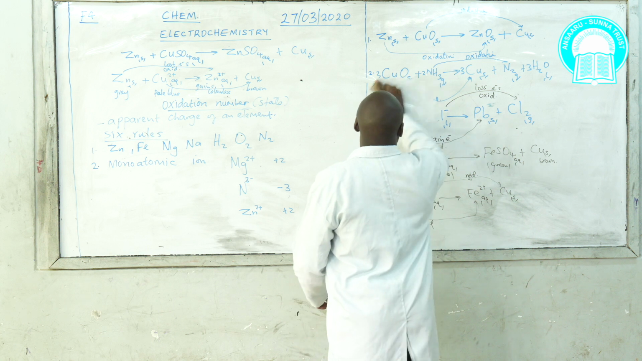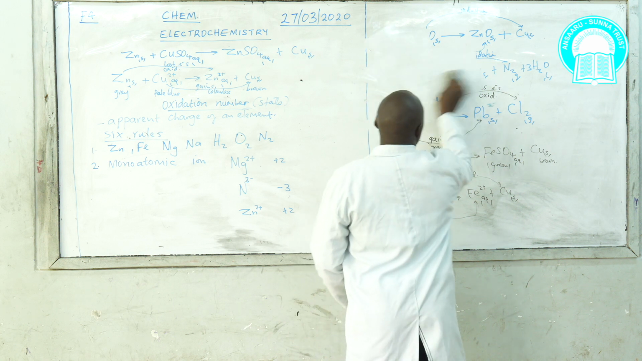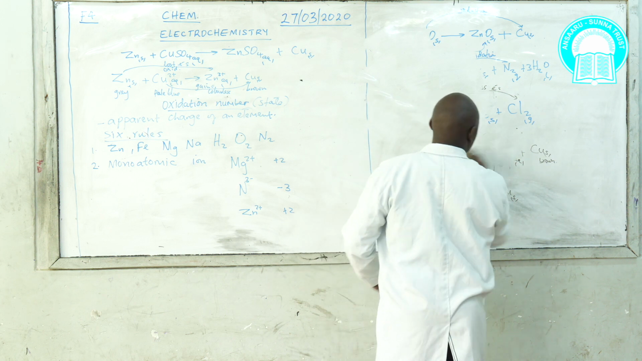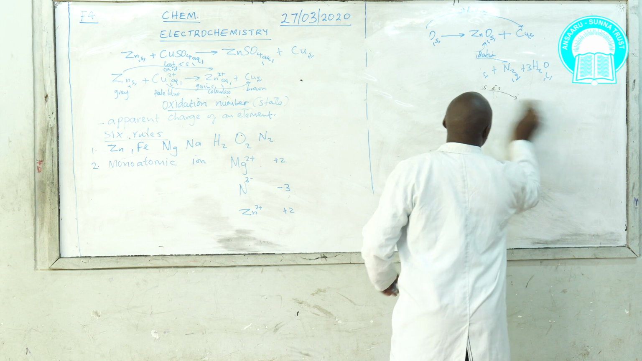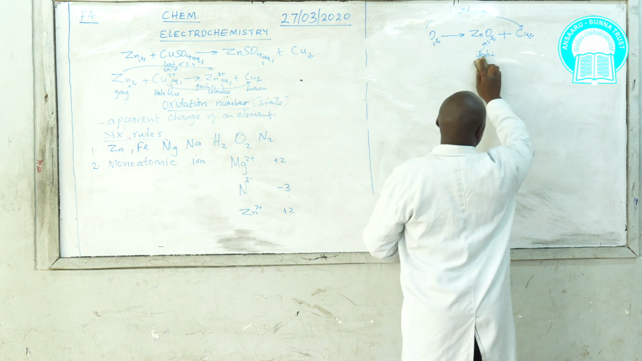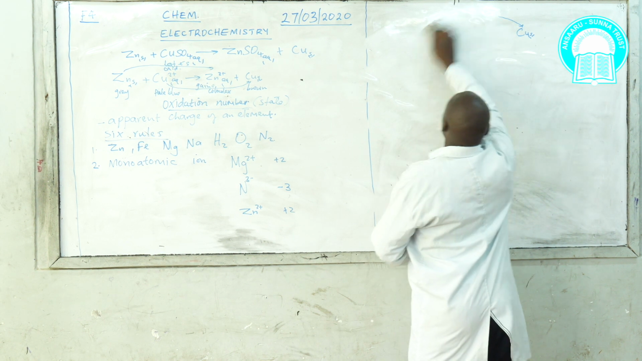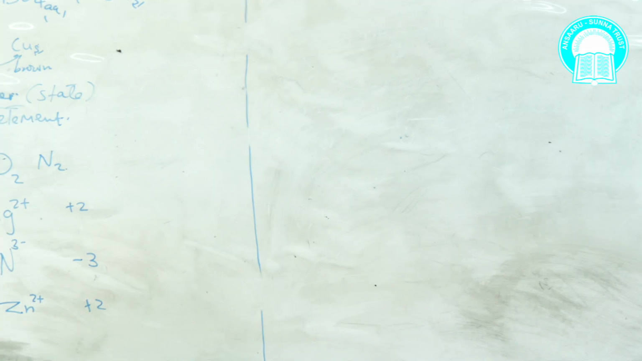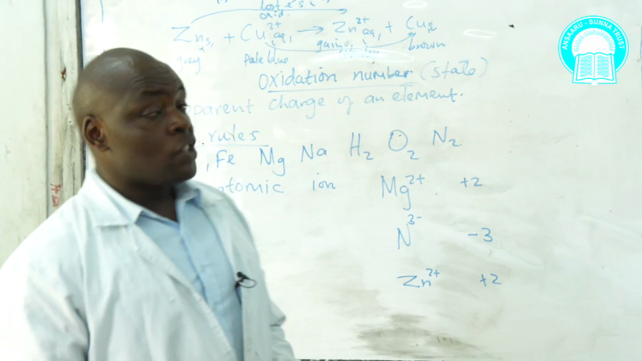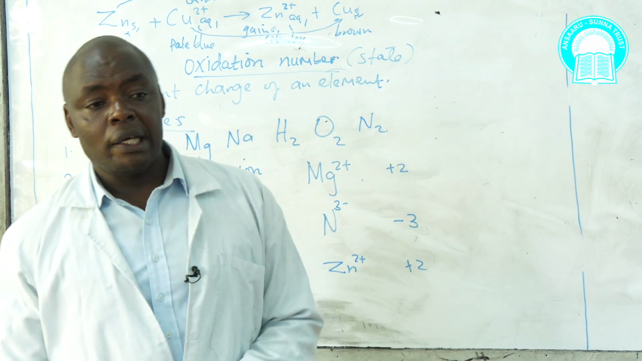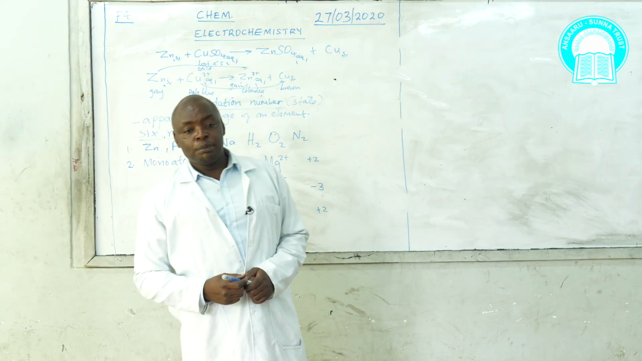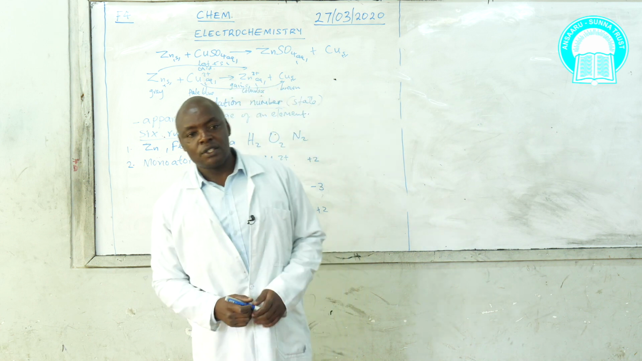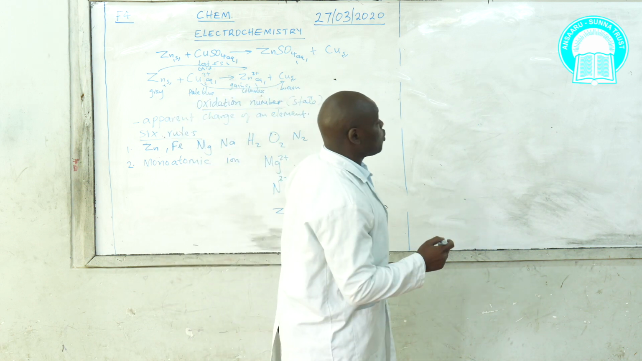Number 3, the oxidation number of oxygen. The oxidation number of oxygen in most compounds containing it is negative 2, except in peroxides where it is negative 1, and oxyfluorides where it is positive 2.